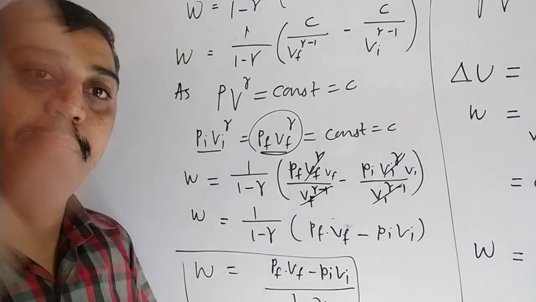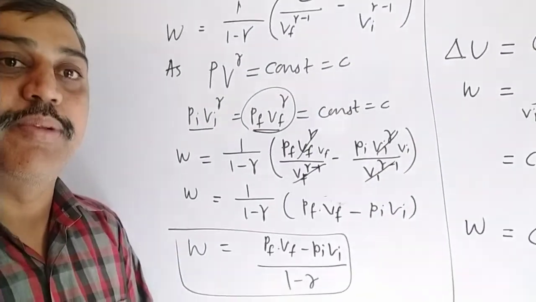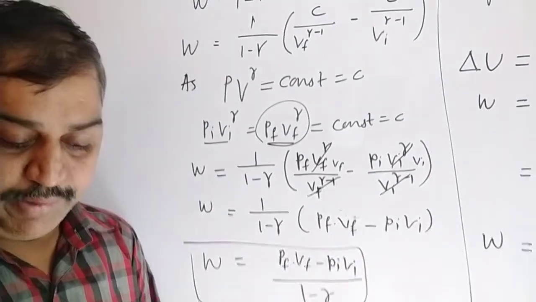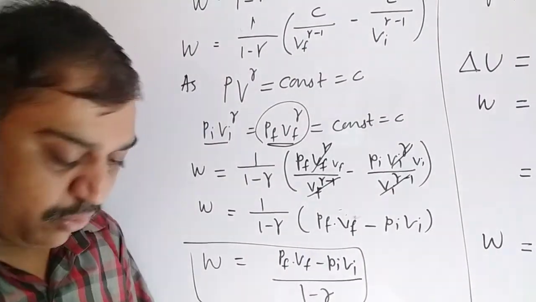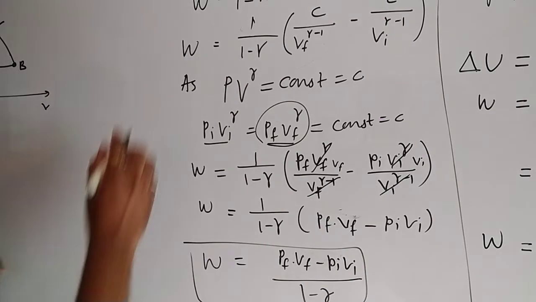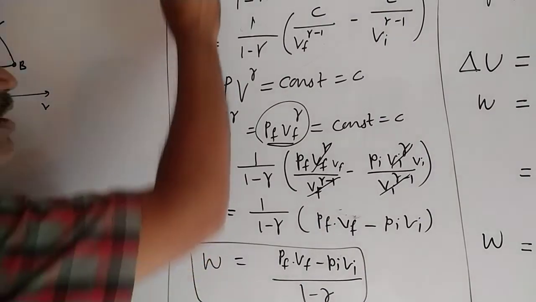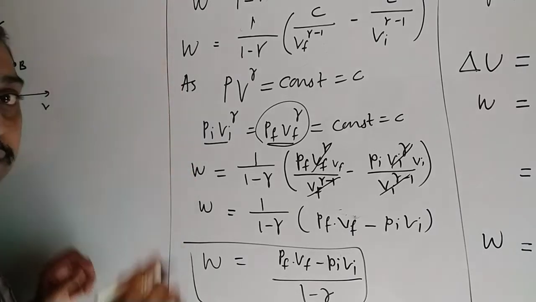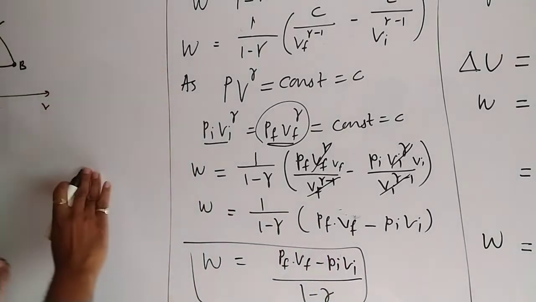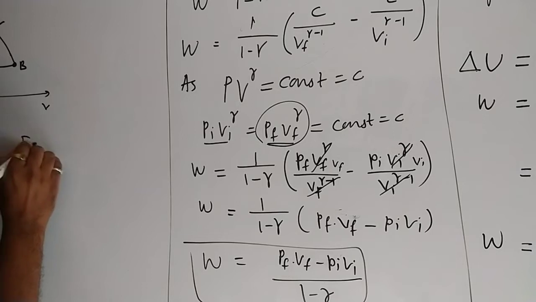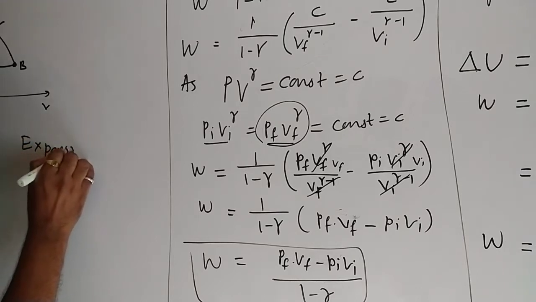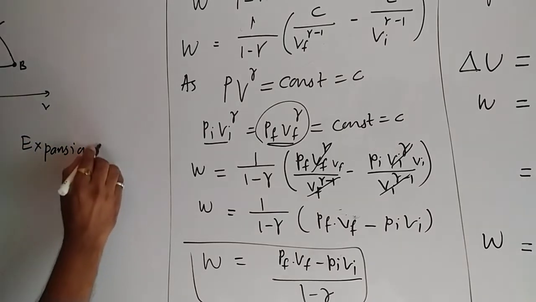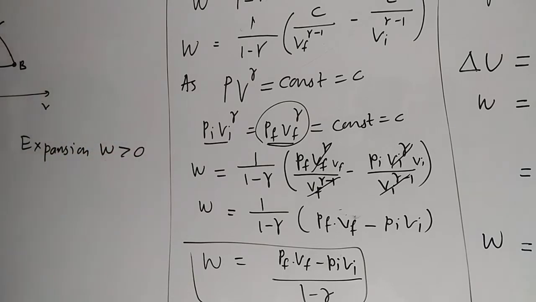Now, what is the point to remember here in case of adiabatic process? When work done is greater than 0, when there is expansion, we can write it in a simple way: expansion. When expansion of the gas would be there, work done would be greater than 0.